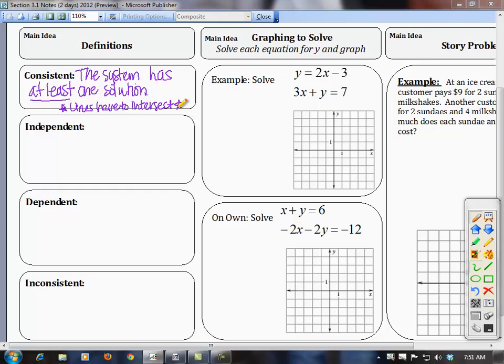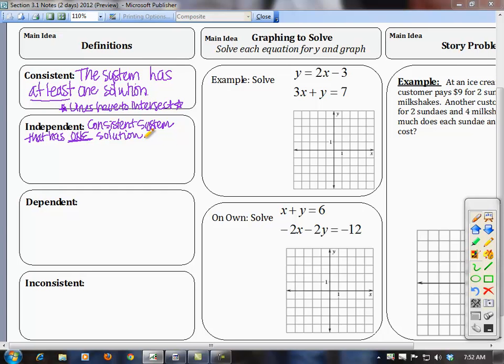And what we're going to do as we find these systems is we're going to label them once we're done with the problem. So I'll show you that. Independent means that the system is consistent, so it's a consistent system that has one solution. And I'm going to underline that. That has one solution, and that means the two lines have to intersect only once.